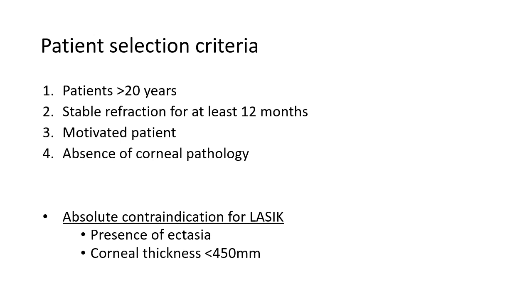The patient selection criteria for LASIK surgery, this can be asked in your viva also. The patient should be more than 20-21 years of age. Stable refraction for at least 1 year. The patient should be motivated. There should not be any corneal pathology. The absolute contraindications for LASIK are presence of ectasia and corneal thickness that is less than 450. Corneal thickness is measured by pachymetry.